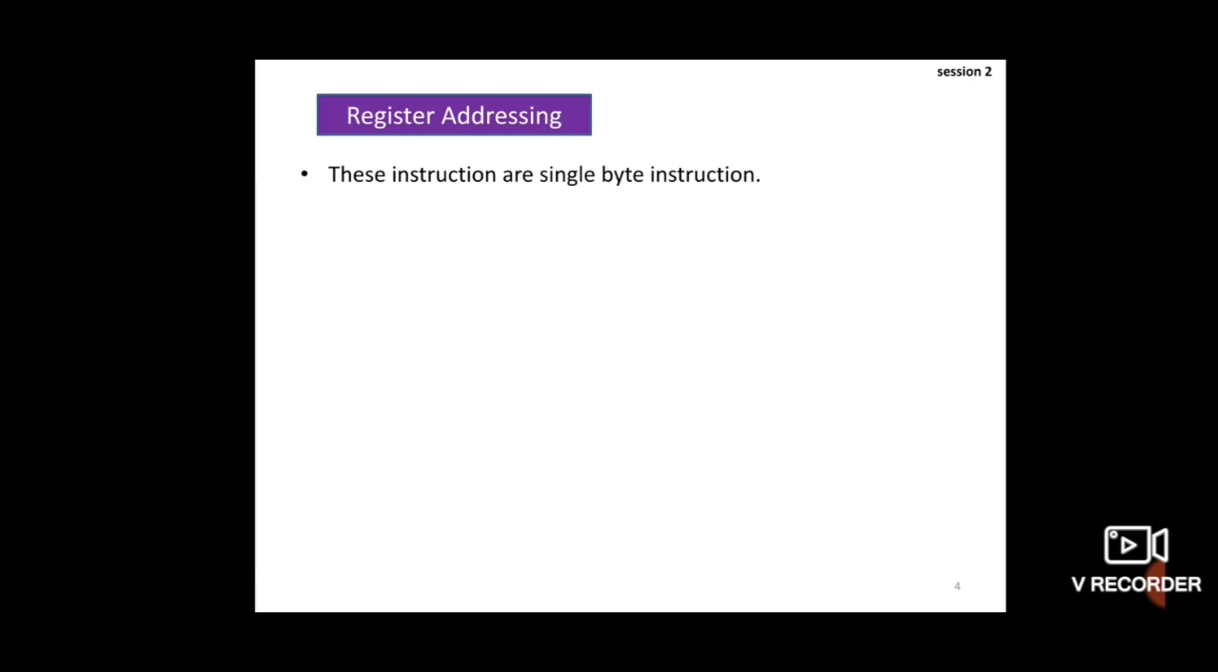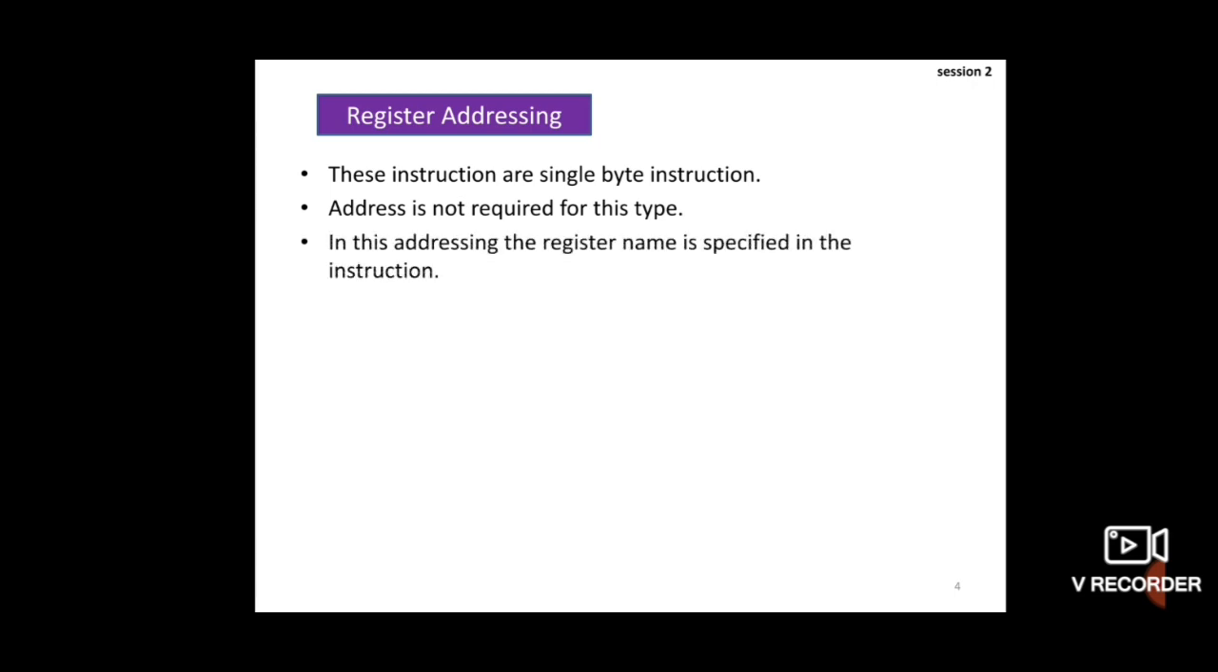Here there is no data or address, so this instruction is a single-byte or 1-byte instruction. Address is not required for this type. In this addressing, the register name is specified in the instruction. Means only register names are specified in the instruction. That instruction is register addressing mode. This is register to register or accumulator to register transfer.